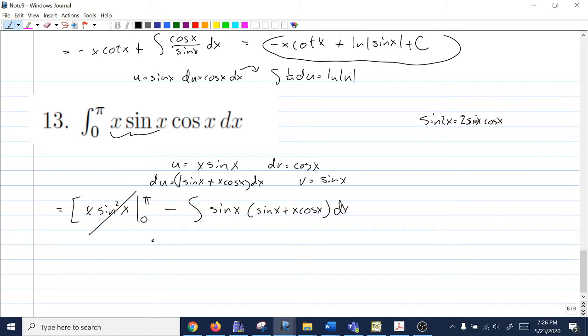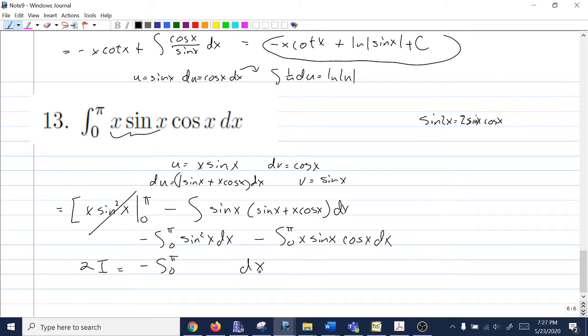I get minus the integral of 0 to pi sine squared x dx minus the integral from 0 to pi of x sine x cosine x dx. Miracle of miracles, this is the original problem. So 2 times that original integral is negative integral 0 to pi of sine squared.